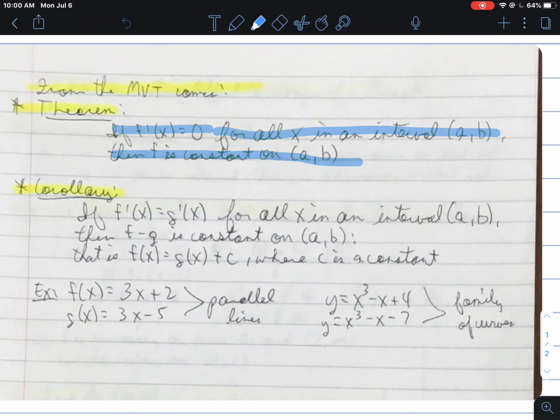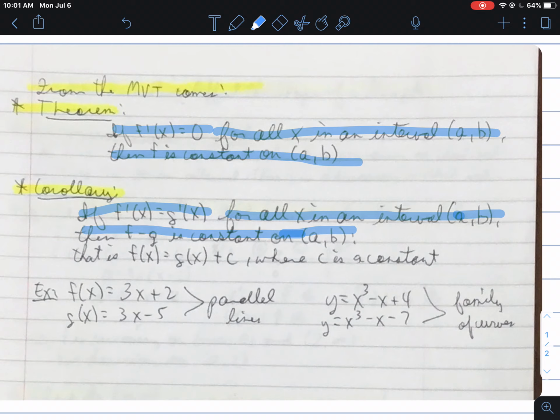But what this corollary tells us is that if the derivatives of two functions, f of x and g of x, are the same, so if f prime of x is equal to g prime of x for all x in your interval from a to b, right? So above, the theorem says that if the derivative is 0 for every point in the interval, then the graph is a horizontal line, a constant function. Here we're comparing two functions. We're saying that if the derivative of f and the derivative of g are the same at every value of x in the interval from a to b, then f minus g is a constant. In other words, the difference between those two functions would have to be the same.